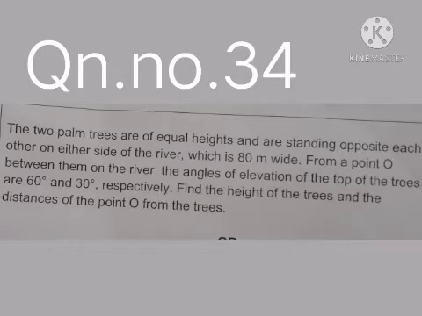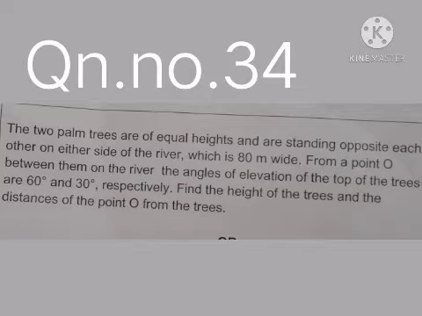Now question number 34. It has an OR question too. It is a 5-mark question. The two palm trees are of equal heights and are standing opposite each other on either side of the river, which is 80 meter wide. That means the width of the river is 80 meter. From a point O between them on the river, the angles of elevation of the top of the trees are 60 degree and 30 degree respectively. Find the height of the trees and the distances of the point O from the trees.